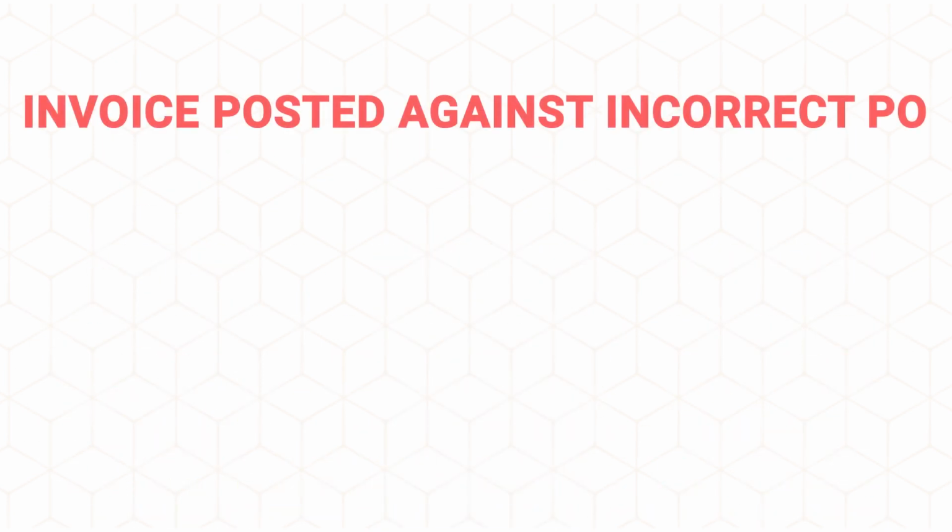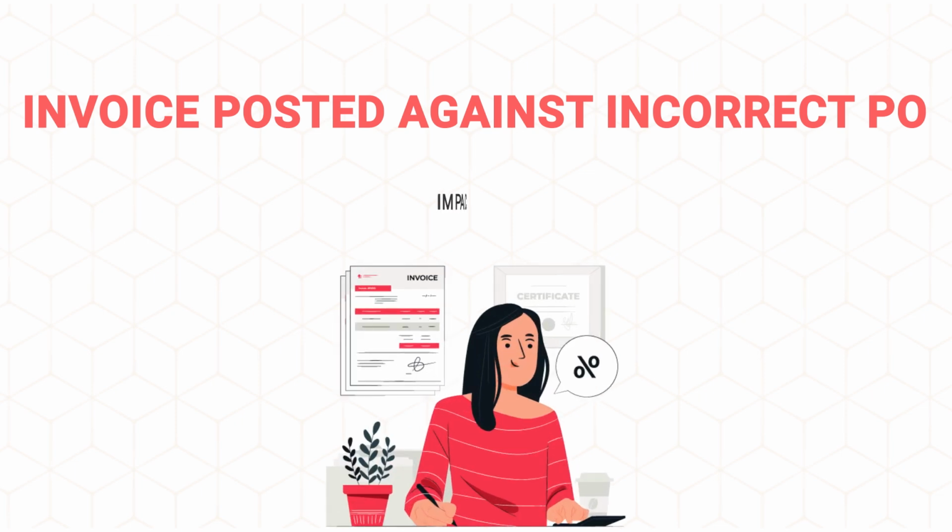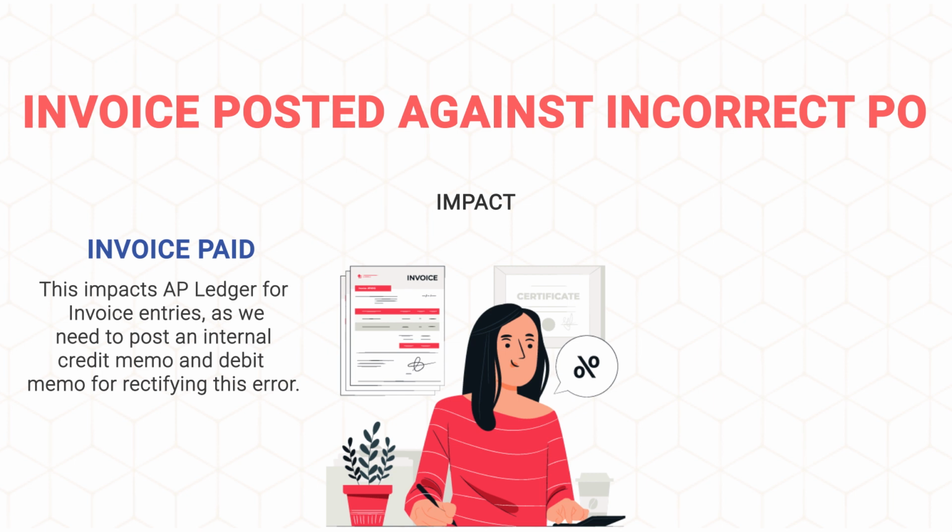Invoice posted against incorrect PO. Impact. Invoice paid. This impacts AP ledger for invoice entries, as we need to post an internal credit memo and debit memo for rectifying this error. Invoice not paid. This impacts open PO reporting.